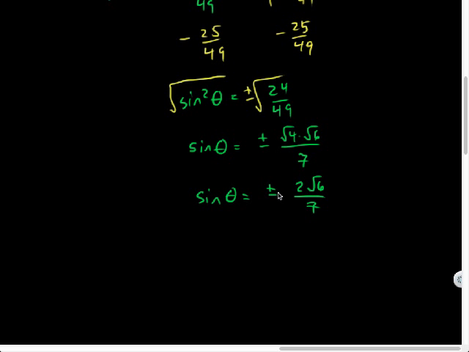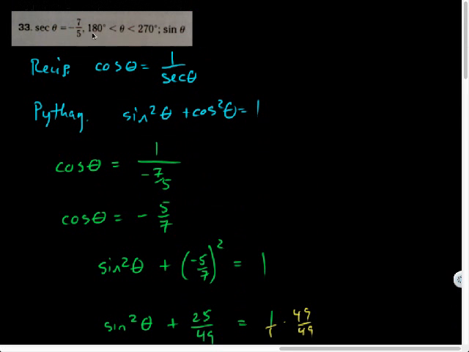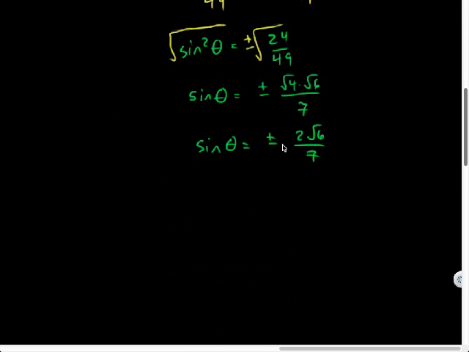Now, I've got to figure out, do I want positive or negative? And let's go back up to our initial fact. It said we were talking about which quadrant? 180 to 270 is quadrant 3. Is sine positive or negative there? Negative. So I'm interested in just the negative version of this. So sine theta is equal to negative 2 roots of 6 over 7.